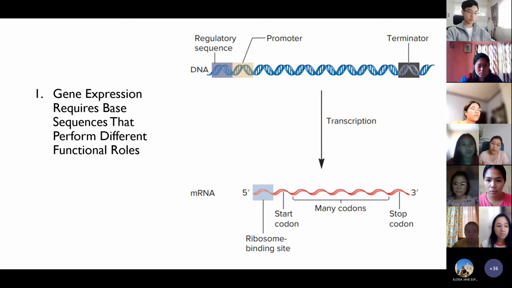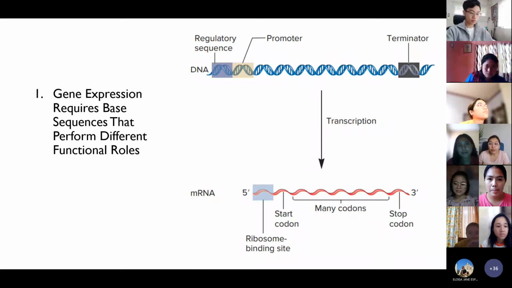So to start with, we have a figure here that shows a common organization of the base sequence that we need to create a protein encoding gene. So our protein encoding gene would usually function. For example, here, we have E. coli. For each type of base sequence, they will perform their role during a particular stage of gene expression.